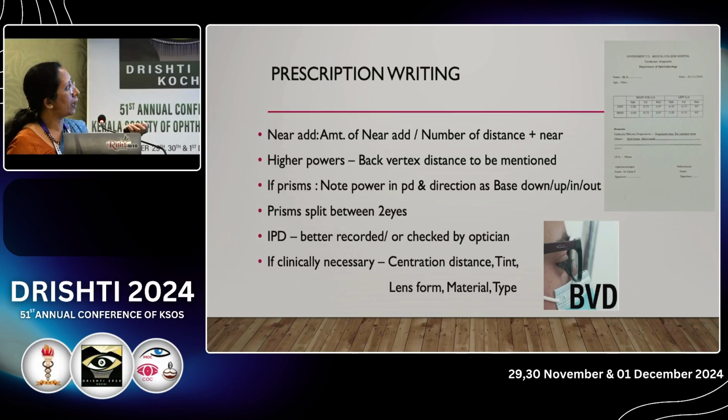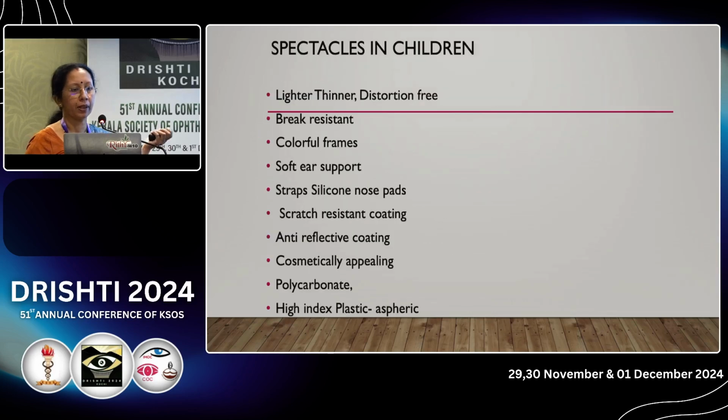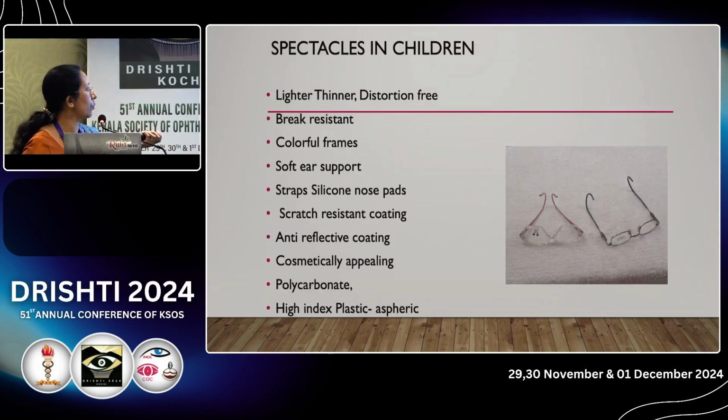For near add, either you can write the near add that is required, or you can add it to the distance correction and write the resulting number, such as -5 add +3, so you can add that and write it as -2. And whatever is clinically necessary, the material type, everything can be written in a spectacle prescription for children. You can write polycarbonate lenses, colorful frames, everything like that.